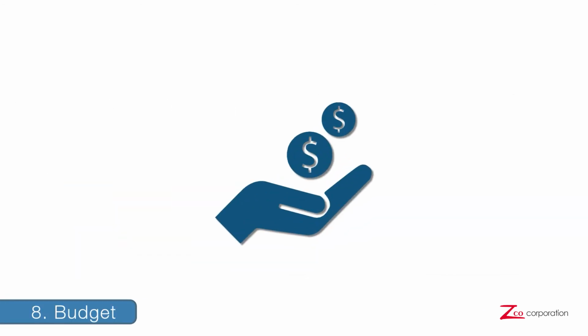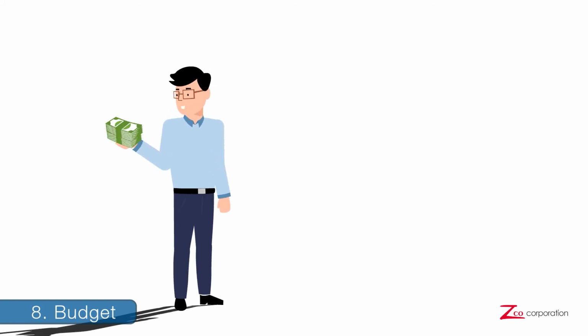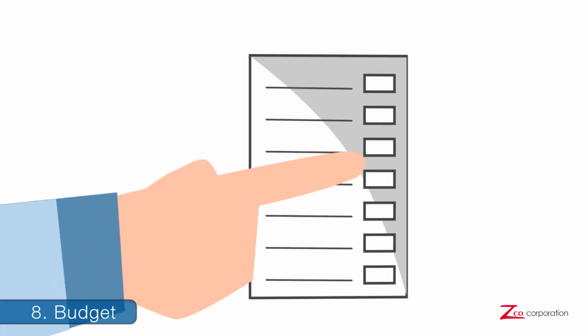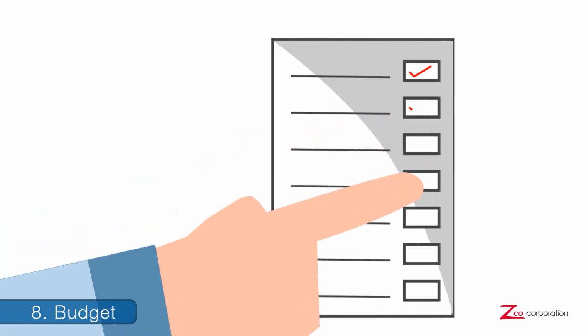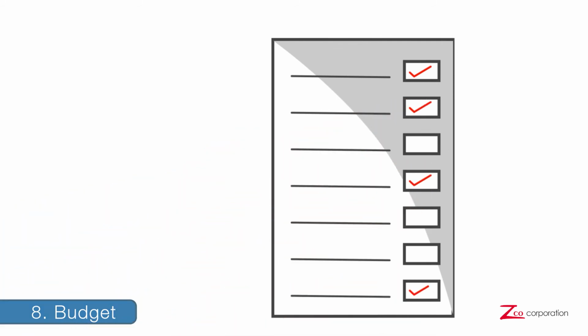Number 8. Budget. Knowing your budget range early on will help ensure that the functionality you have in mind will be feasible. If it's not, you'll know if you should remove certain features to add later.